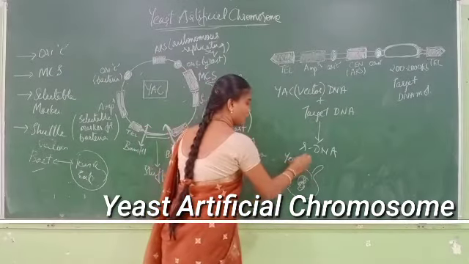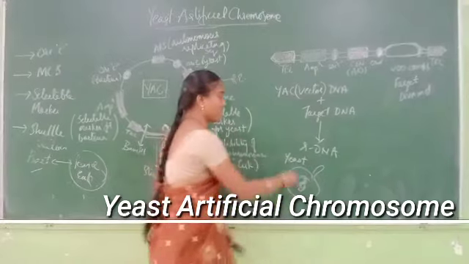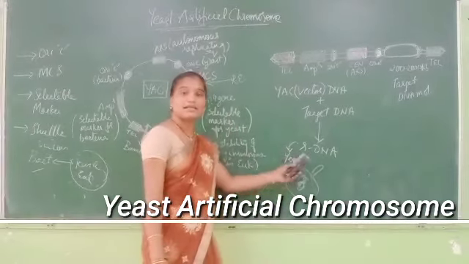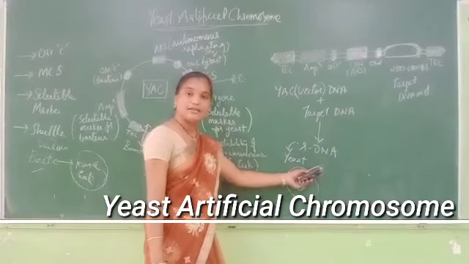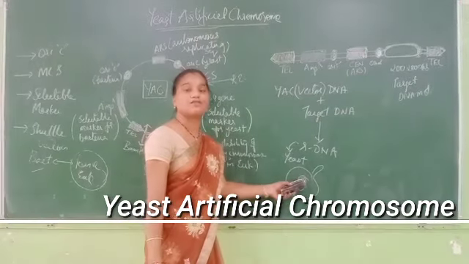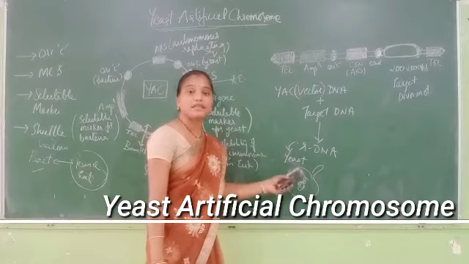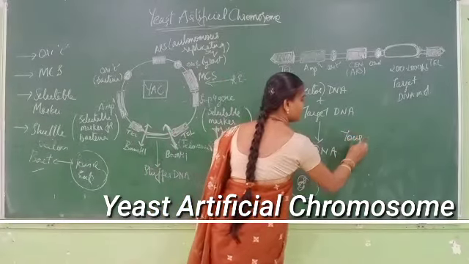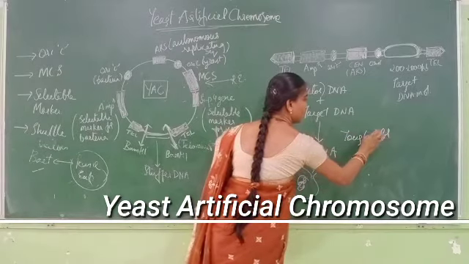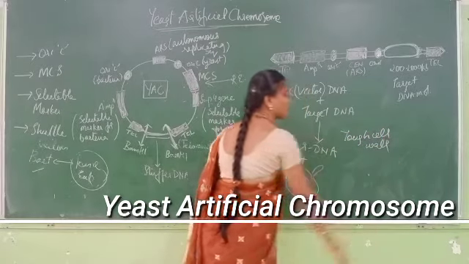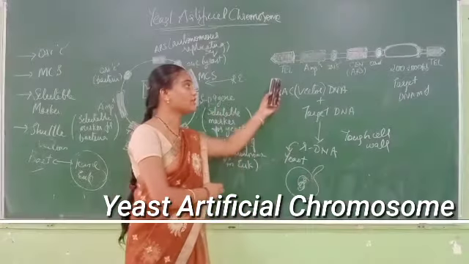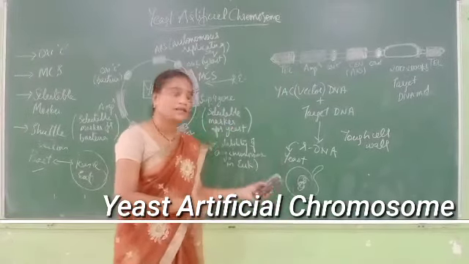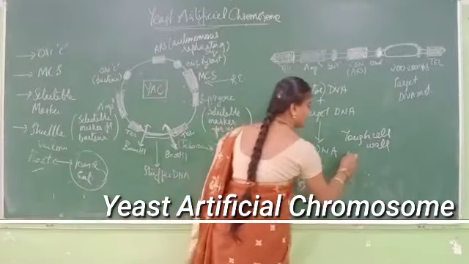So the host organism is yeast. This rDNA molecule should get easily integrated with your yeast. But the insertion of your rDNA molecule in the yeast is very difficult. Why? Because the yeast itself has a tough cell wall. As yeast has a tough cell wall, the transformation of your target DNA molecule inside the yeast should be done through electroporation.